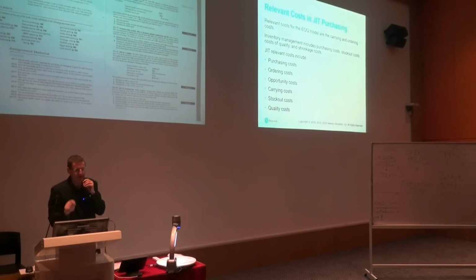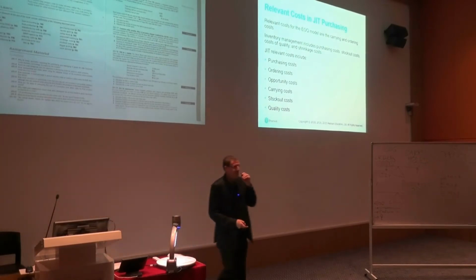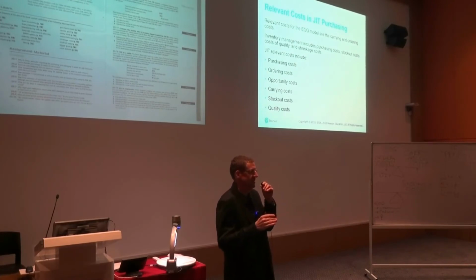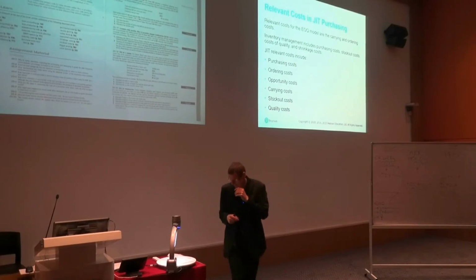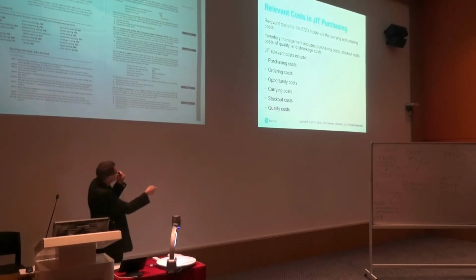So what are the relevant costs of just-in-time purchasing? Time for a quiz. What were the 6 inventory carrying costs, the 6 big costs at the beginning of chapter 20? And are these the 6 costs here? Are they different or are they the same?